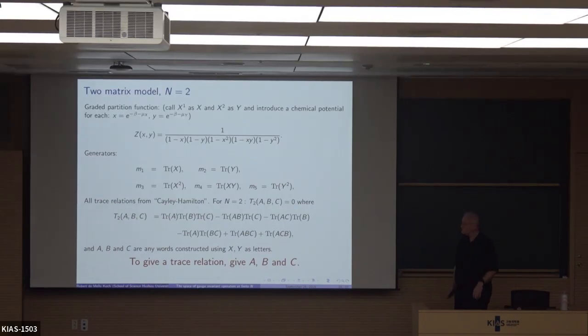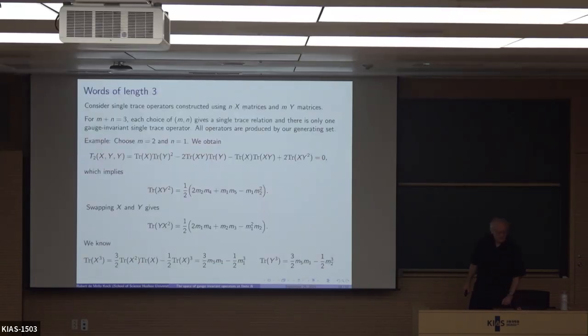And what am I allowed to use? The trace relations. What do I have to do to tell you a trace relation? Well, it's the sum of these 6 terms. I just have to tell you what are these 3 matrices, A, B, and C. They're all 2 by 2 matrices. And I'm going to use the trace relation, this equation over here equal to 0, to prove that with these 5 invariants, I can generate every single gauge invariant operator.